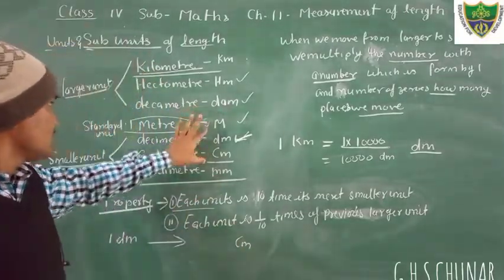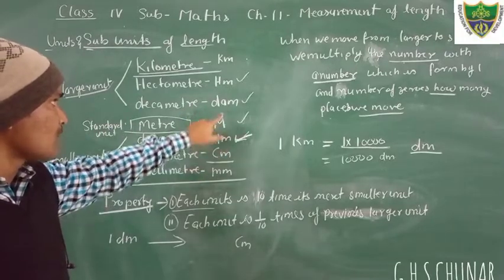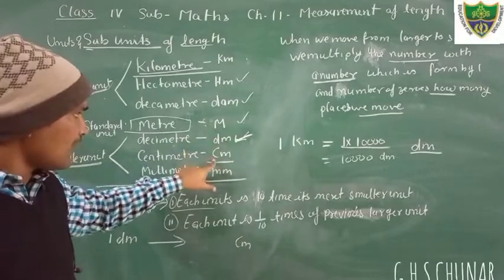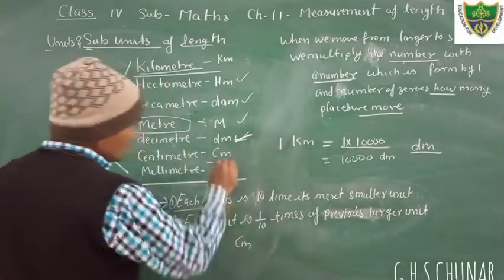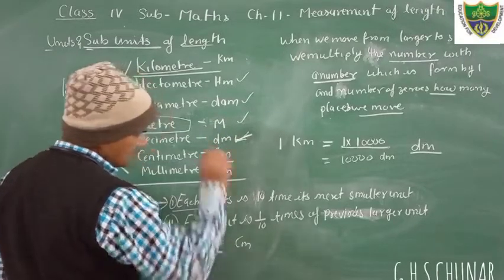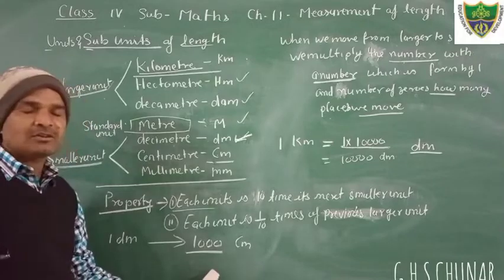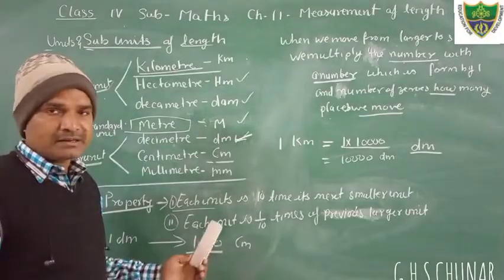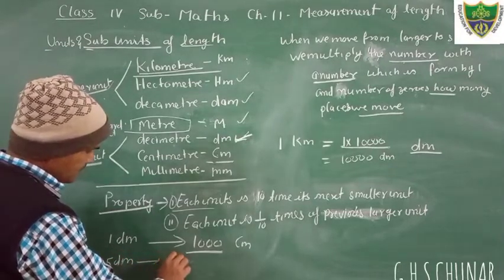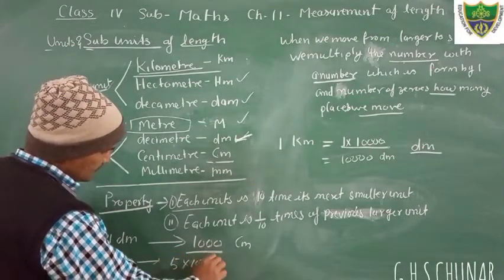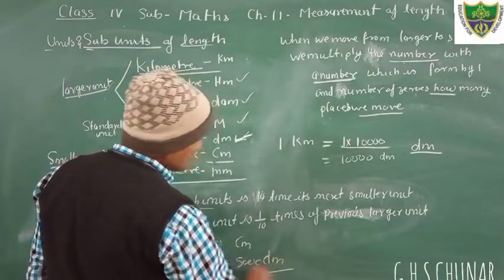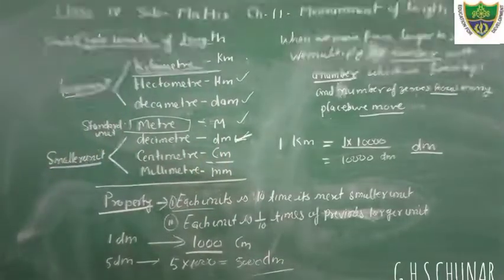At how many units have we to go? That is from deci to, we go at the meter, decimeter and centimeter. So 1, 2, 3. That is 1 and 3 zeros. Okay. So 1 decimeter is equal to 1000 centimeter. So in 5 decimeter, then you multiply 5 into 1000. That is 5000 centimeter. It's clear? You will write it.